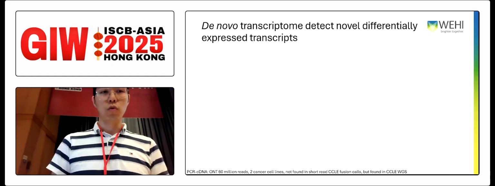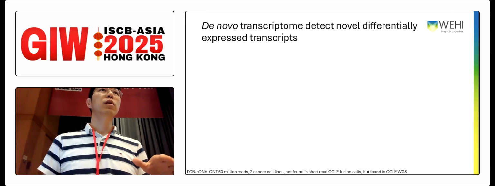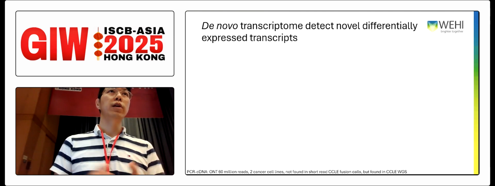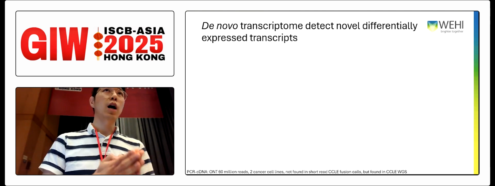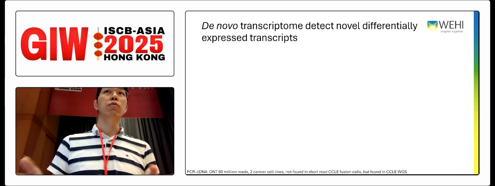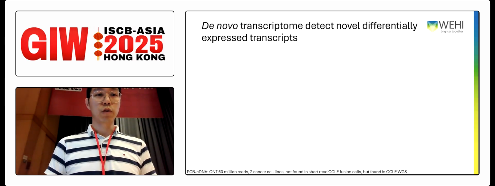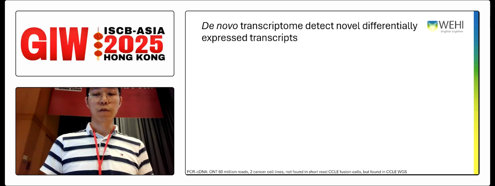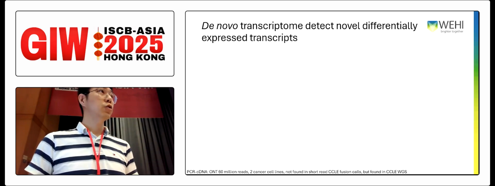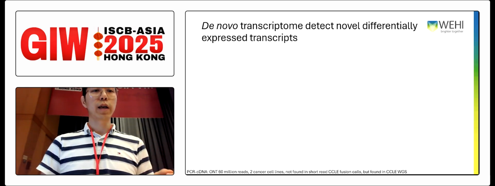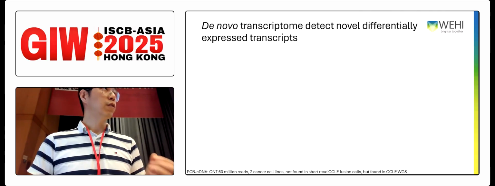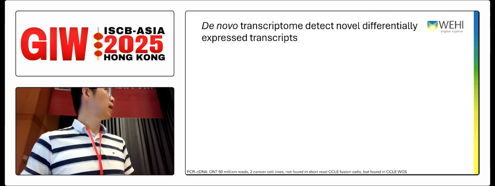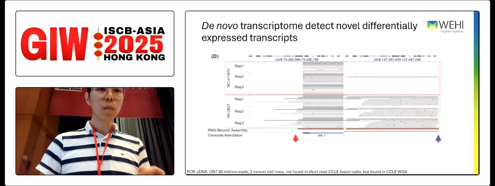So the last task we want to perform with the de novo transcriptome is that because we directly assemble the transcript from the reads, it will contain a lot more information that is not documented in the reference annotations, for example, novel isoforms or novel genes. So we specifically look for novel differentially expressed transcripts and ask whether they can be important or functionally relevant in different cell lines or cancers.